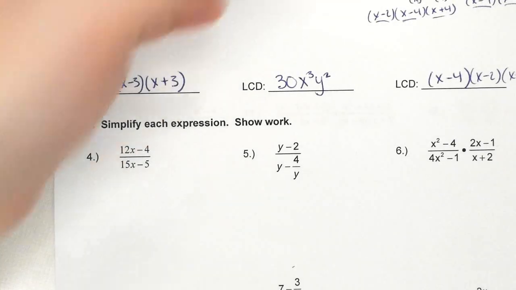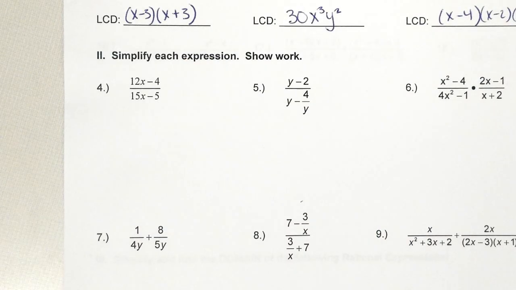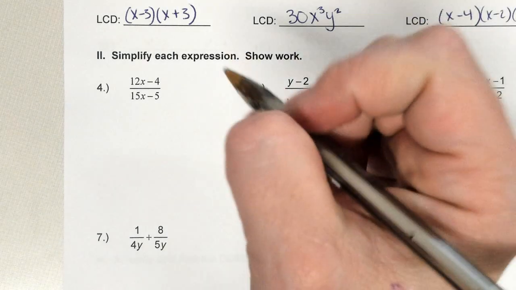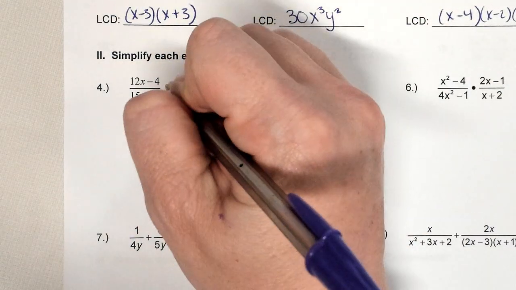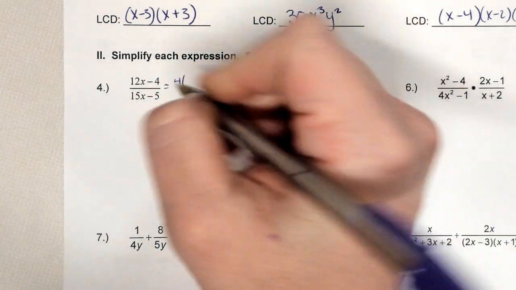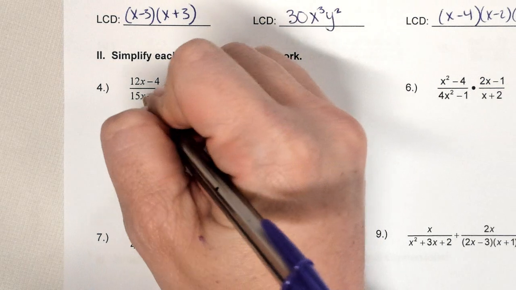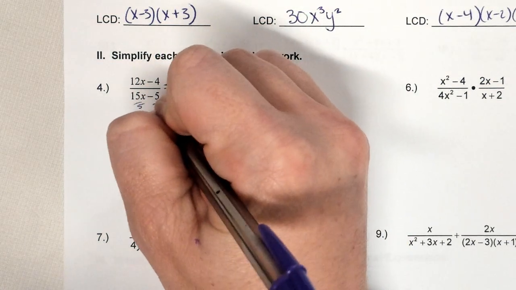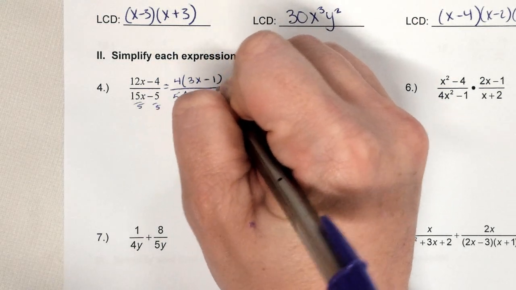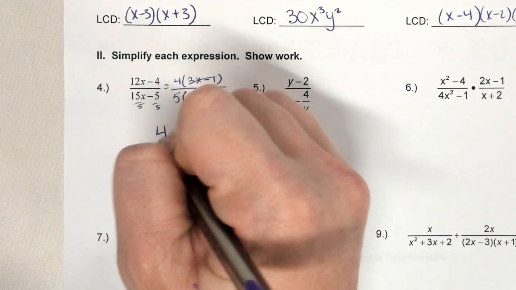Okay, let's look at number 4. So we are just simplifying each expression. We're going to take out our GCF on this one. 4 does go into 12, so 4 is my GCF. And when I take that out, I'm left with 3x minus 1. And then I have a 5 GCF on the bottom, which leaves me with, remember you're dividing that out, 3x minus 1 also. So now anything that matches cancels, and my answer is 4 over 5.